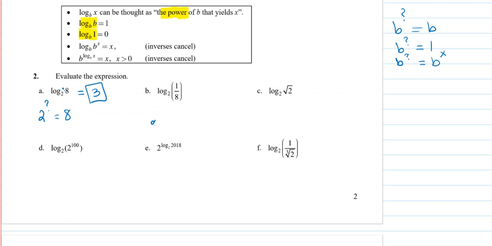For this one, you have to ask, 2 to what power gives you 1 over 8? Okay, 1 over 8, I know that 2 to the 3rd power gives me 8. 1 over 8 is the reciprocal, so that means the power must be negative. Try to do the next few on your own before you check the answer. Pause the video and do these problems.